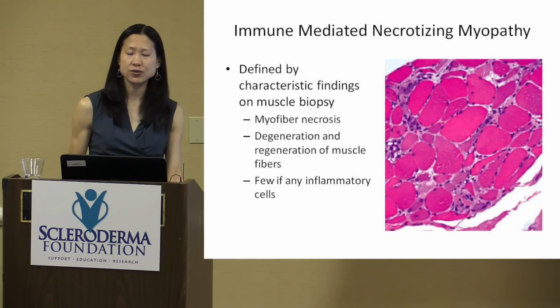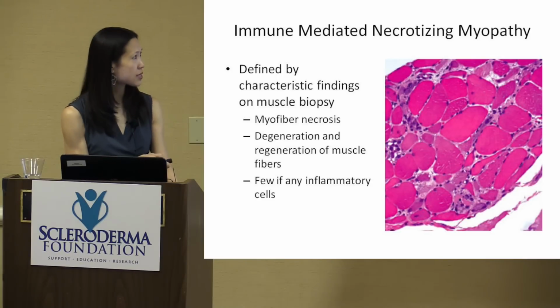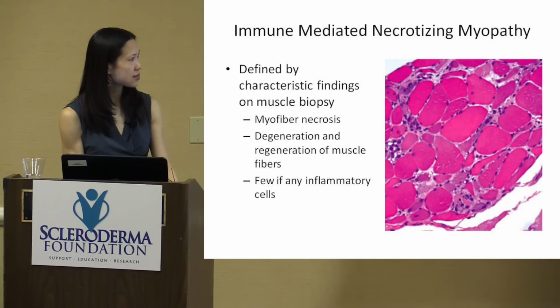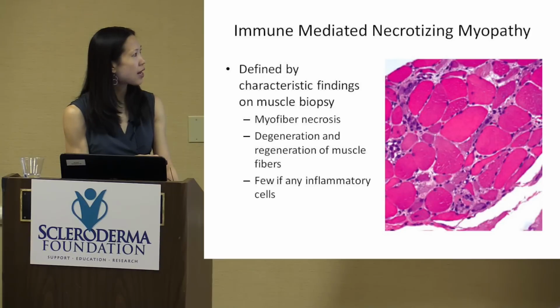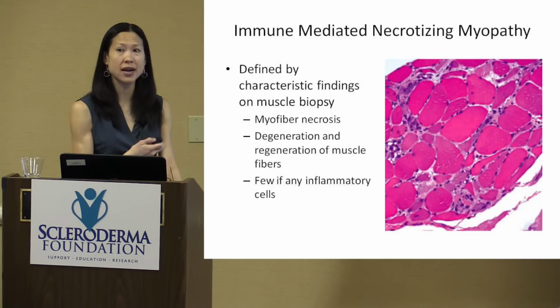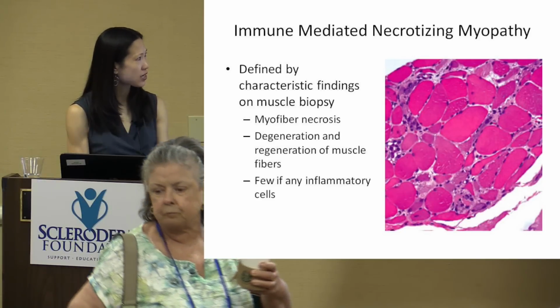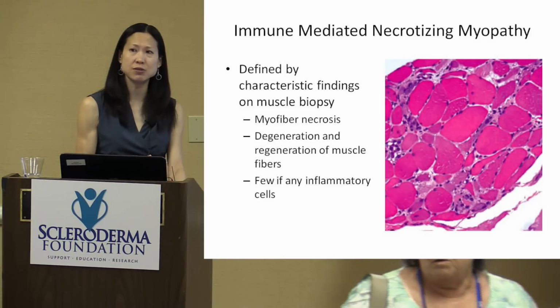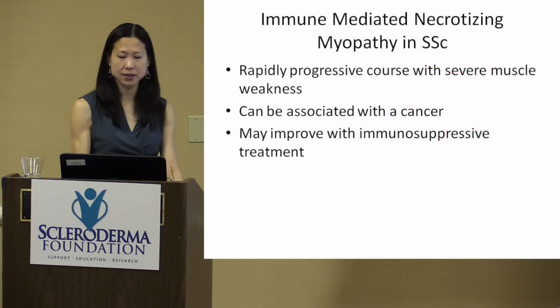So the defining characteristics of this type of necrotizing myopathy is that there's necrosis, or death, of muscle fibers. You see these degenerated muscle fibers compared to these larger, well-rounded ones. Degeneration, again, they're starting to shrivel away, these muscle fibers, as well as regeneration of muscle fibers, because new muscle fibers are trying to form to replace the old ones. And there's really not much inflammation here, and I'll show you slides of other types of myositis where you can actually see a lot of inflammation in the muscle biopsies.